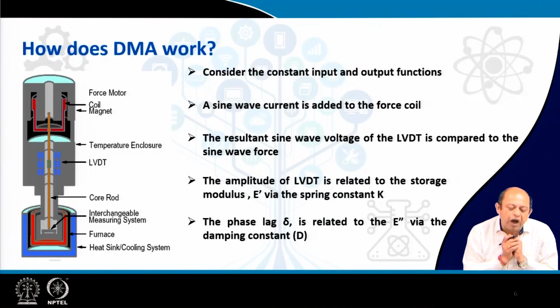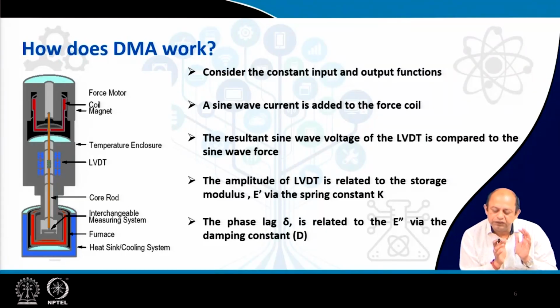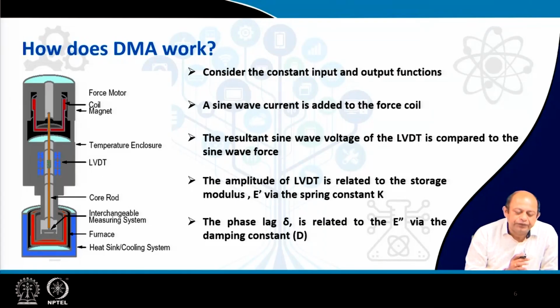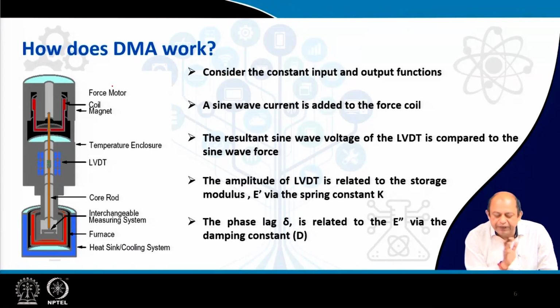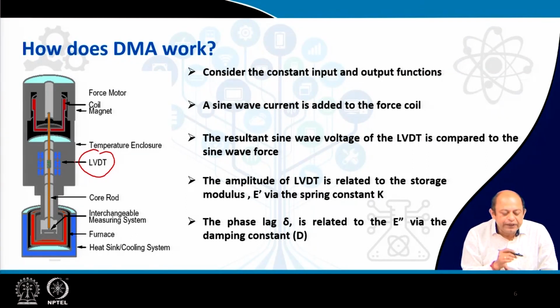Before that, let us look at the anatomy of a DMA machine in general. Of course, the DMA machine can have stress control or strain control, and its precision is another matter, but just from a layman's point of view, there is a force motor coil with a magnet, and there is a temperature enclosure where you sweep the temperature, and then you have an LVDT here. What the LVDT does is measure the strain part of it, the force part is monitored on the other side, and there is an interchangeable measuring system.